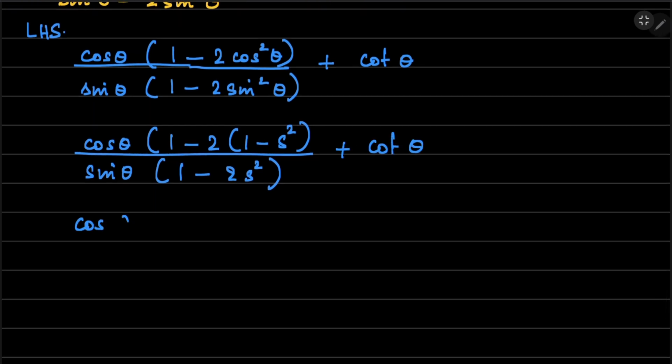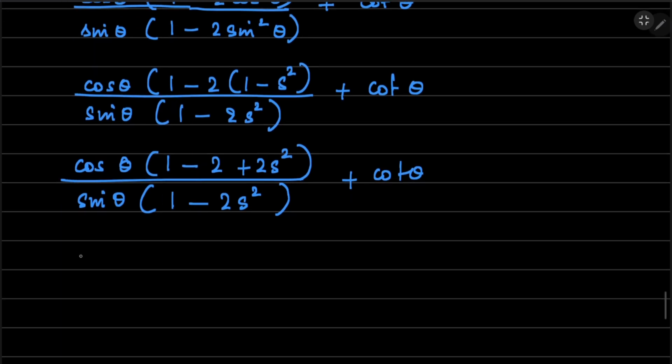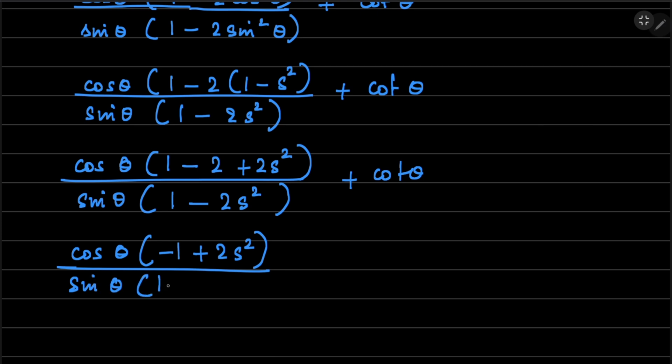So when you open the bracket, what do you get? 1 minus 2 plus 2 sin square divided by sin theta multiplied by 1 minus 2 sin square, plus cot theta. Okay. So this is nothing but, what is 1 minus 2? It is minus 1, isn't it? So this is nothing but cos theta multiplied by minus 1 plus 2 sin square divided by sin theta multiplied by 1 minus 2 sin square. Okay.